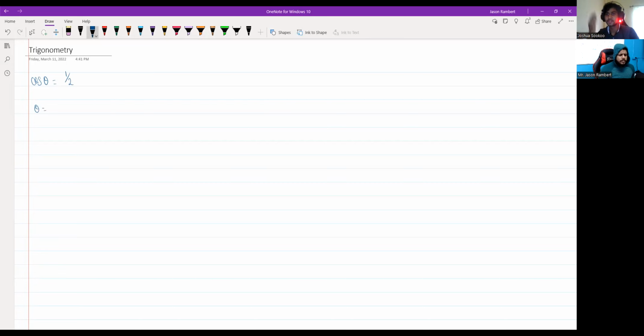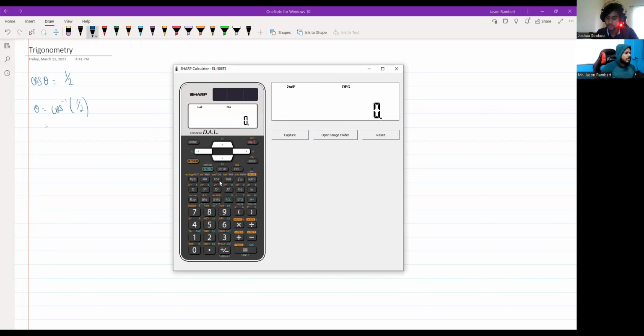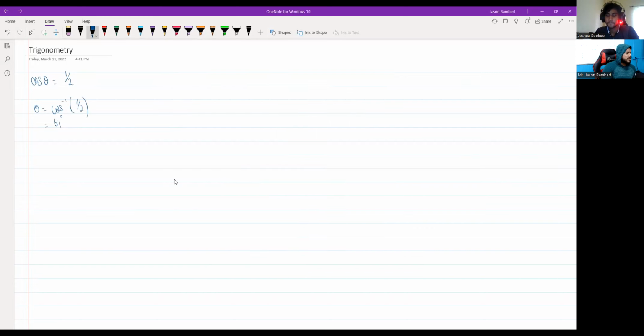Go ahead, ask some question. Cosine inverse of a half. Yes, cosine inverse of 1/2. So let me jump on the calculator. I have cosine inverse of open bracket 1 divided by 2 close bracket, and we get 60 degrees. Now this means that cosine of 60 degrees is equal to 1/2.